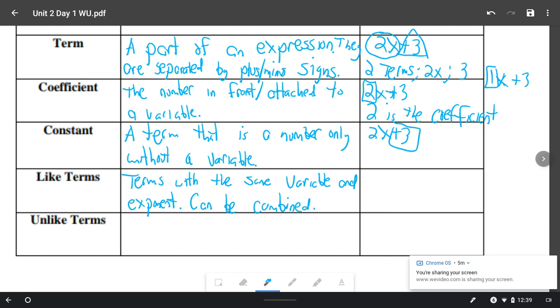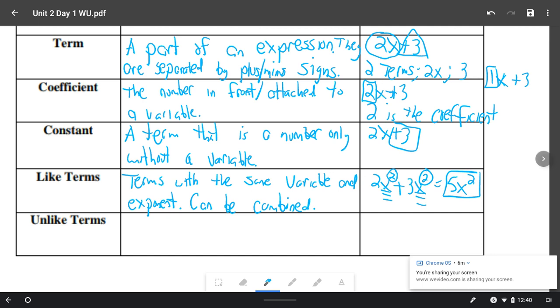So if we have a 2x squared plus a 3x squared, well, do they have the same variable? Yep, they both have an x. And do they have the same exponent? That's the number on top of that variable on the top right. They both have a 2. So yeah, they are considered like terms. So that means we can take these coefficients that are out front, the 2 and the 3, and add them together. So we get a 5, because 2 plus 3 is 5. And the x squared stays the same. We don't do anything with those. So that would be my answer if we were going to combine them.